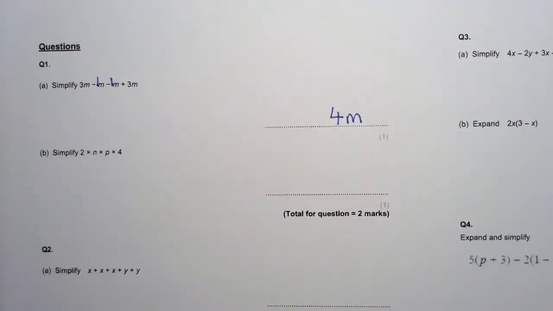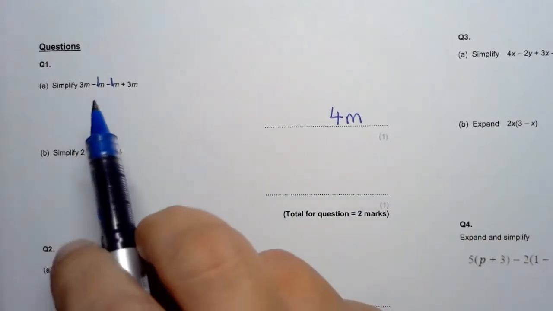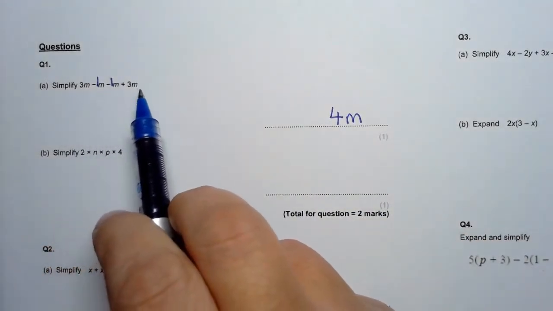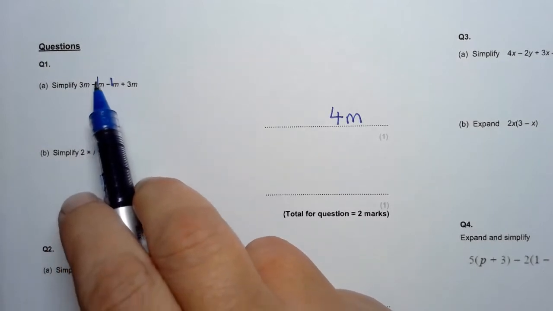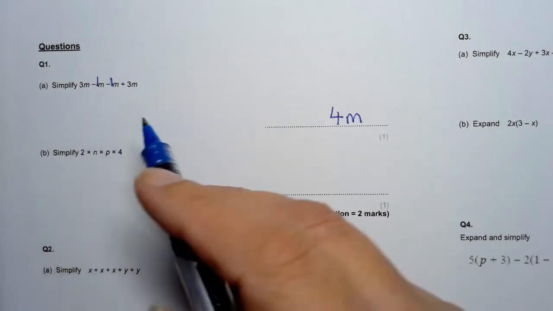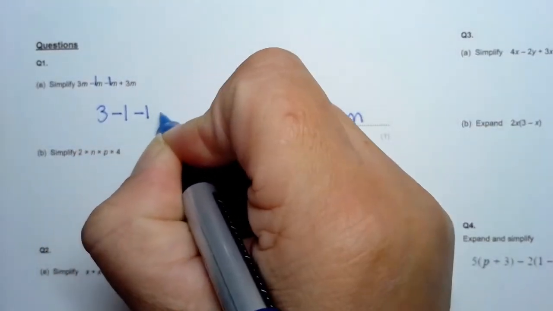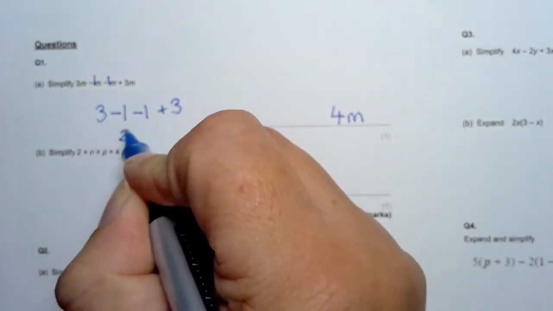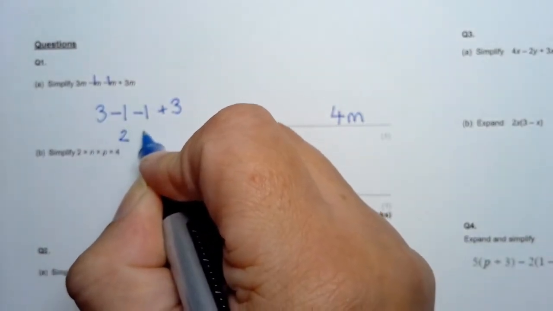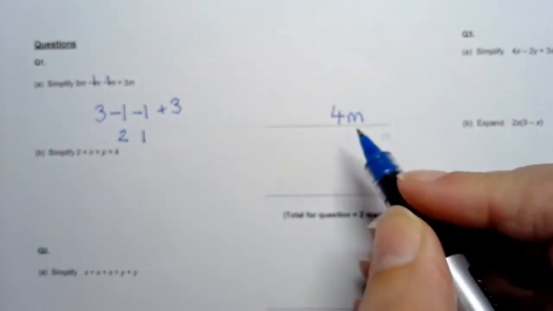The first question, the answer is 4m. Because all of these terms are m, you can just deal with the numbers, and remember that if an m is on its own, it has a 1 next to it. So effectively you're doing 3 minus 1 minus 1 plus 3. So 3 minus 1 is 2, 2 minus 1 is 1, and 1 plus 3 equals 4, which is where you get the 4m.